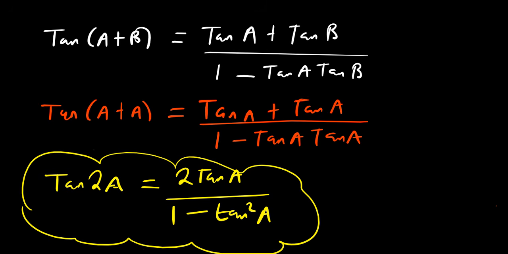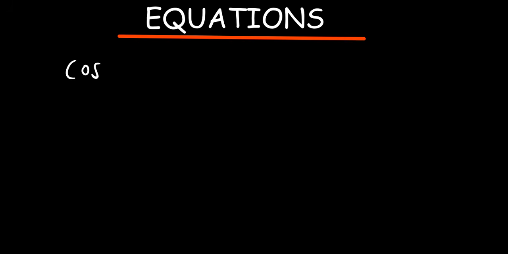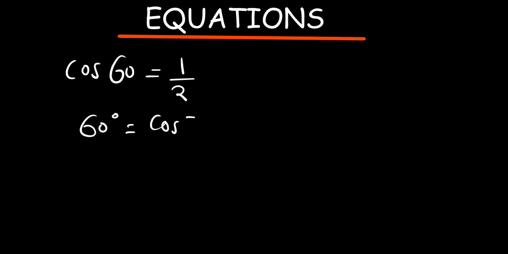Now you're also supposed to know how to solve equations on this topic. We've talked about special angles, we've talked about everything that we've just been talking about. Now when talking about equations, let's say you're given cos 60 is equal to 1 over 2. So what this simplifies to, if I'm going to find the angle itself, 60 degrees is just equal to cos inverse of 1 over 2.